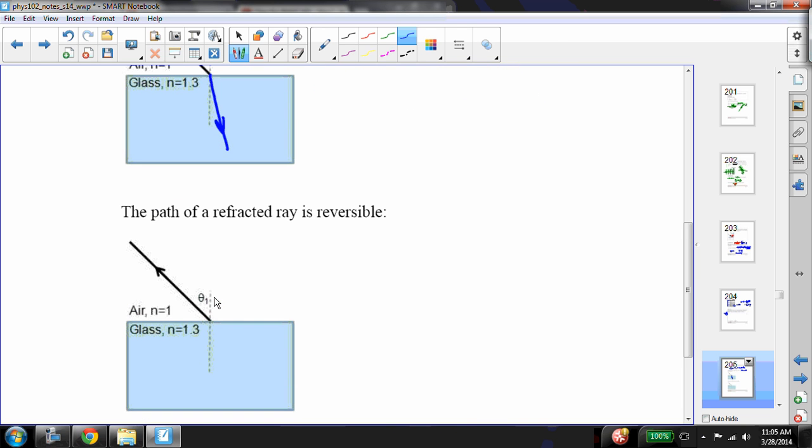And then if I'm moving now in the opposite direction, it's reversible. So if I'm moving now from a high to low index, if I'm going from high to low n, the ray bends away from the normal.